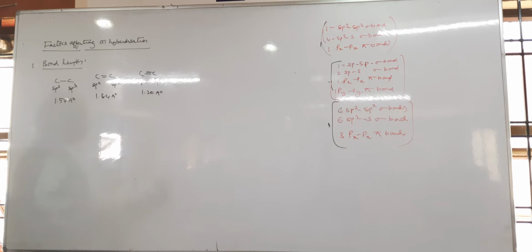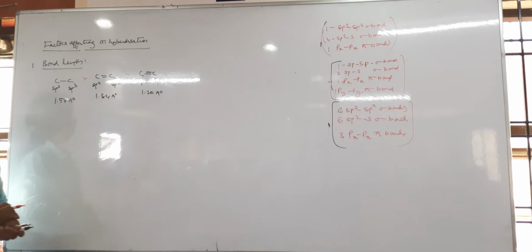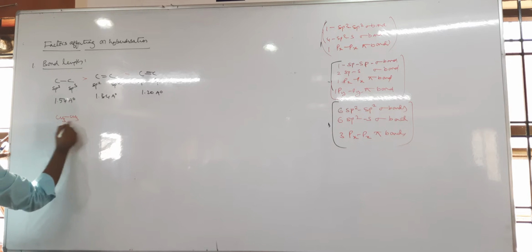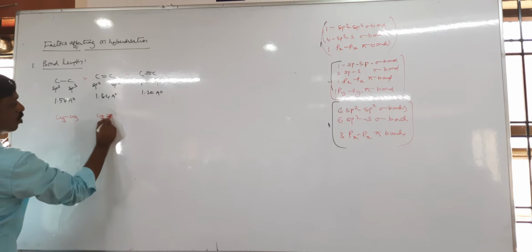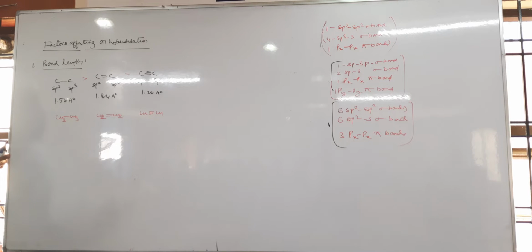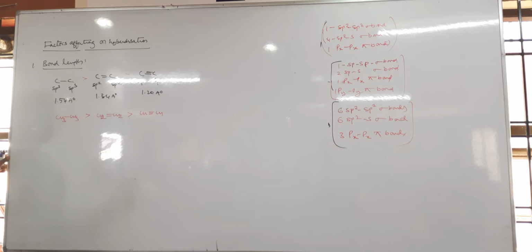Now which bond length is more? sp3. The sp3 bond length is always greater than sp2 and then sp. That means if you take examples like alkane, CH3-CH3, alkene, CH2=CH2, alkyne, CH≡CH. Tell me, what is the order of bond length? Which bond length is larger? Alkane, then alkene, then alkyne. So therefore, the bond length of sp3 carbon is always greater than sp2 and sp. Next, this is carbon-carbon bond length.